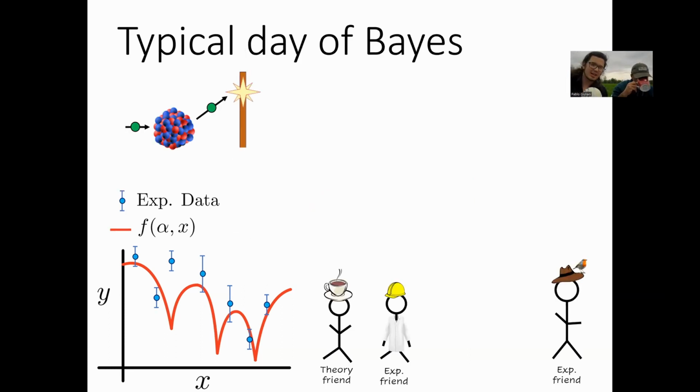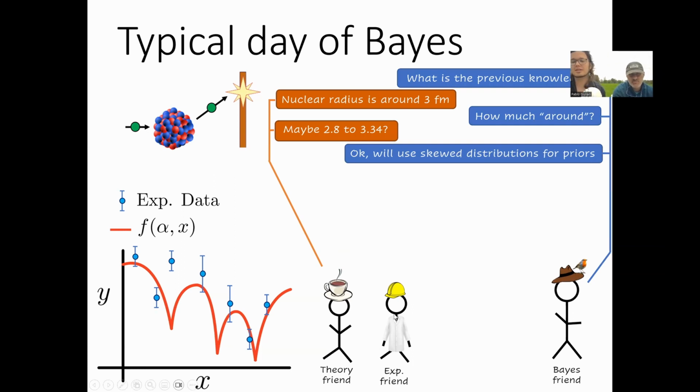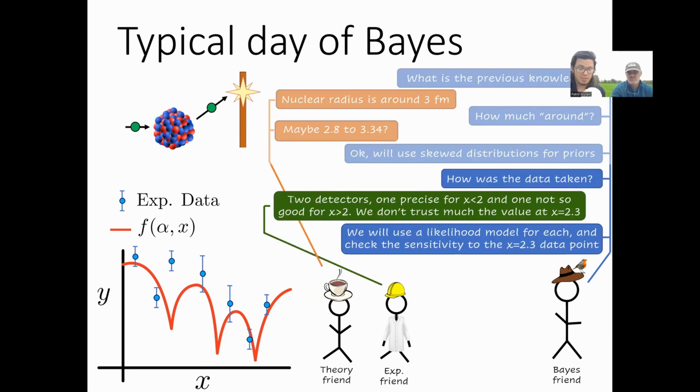So this is how a typical day of a Bayesian statistician looks like. You start talking with your experimental and your theoretical friends to try to explain some, in this case, nuclear physics data, for example, reactions. And in those conversations, part of it is going to be around the prior, how we're going to quantify the previous knowledge we have. For example, one of the parameters in this reaction model has to do with the size of the nucleus. So your theoretical friends might tell you, oh, we think the radius of the nucleus is between here and here.